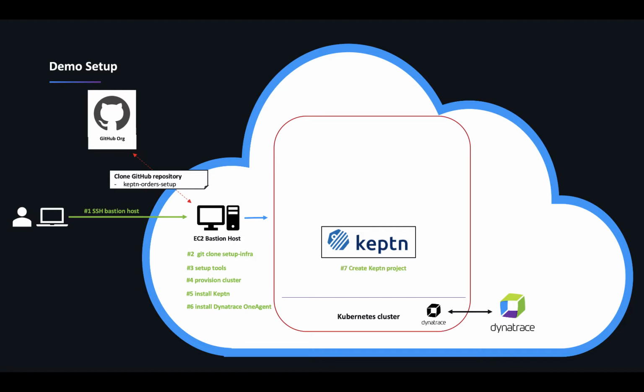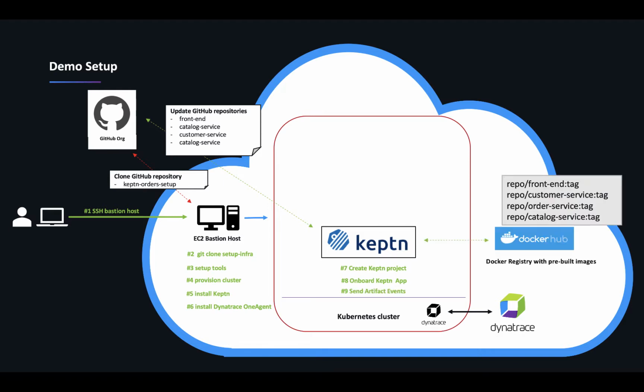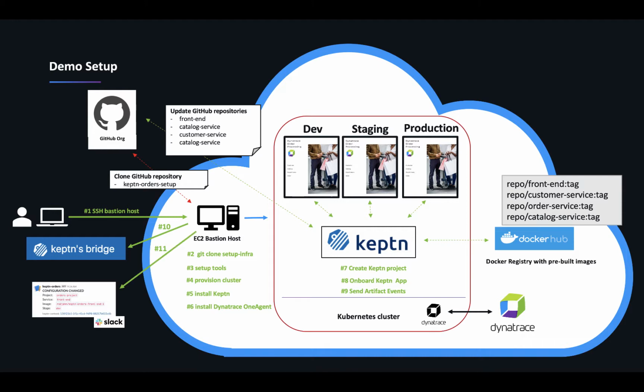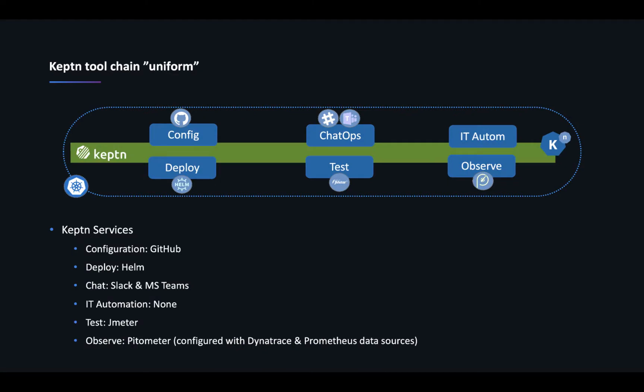We're going to create and onboard an application, which is going to bring in manifest files and code from our repos. We're going to send our artifact events, which are going to bring in our images from Docker Hub. Then that's going to deploy our application into a multi-environment of dev, staging, and production. Then we're going to review things on keptn bridge. We're also going to monitor things in Slack and Microsoft Teams.